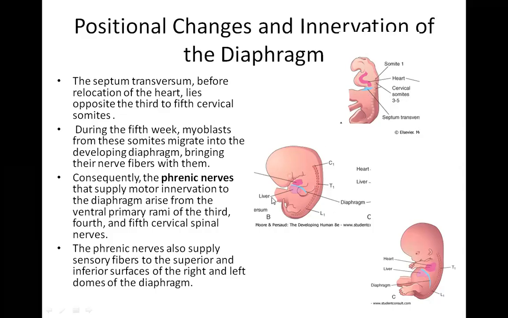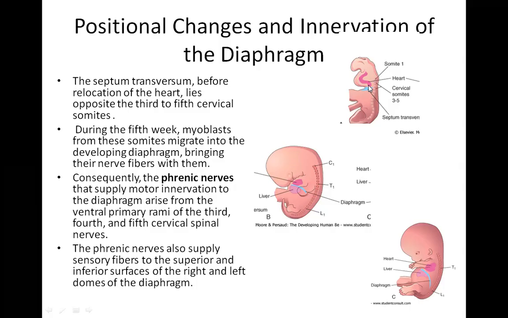So here you can see this one is the lateral view of the developing embryo. This one is the developing heart. The blue line is the diaphragm, and the purple one is the liver. So the septum transversum, before the relocation of the heart, lies opposite the third to fifth cervical somites. Okay, I told you the paraxial mesoderm gives rise to the somites. So initially the septum transversum is lying opposite the C3 to C5 cervical somites.